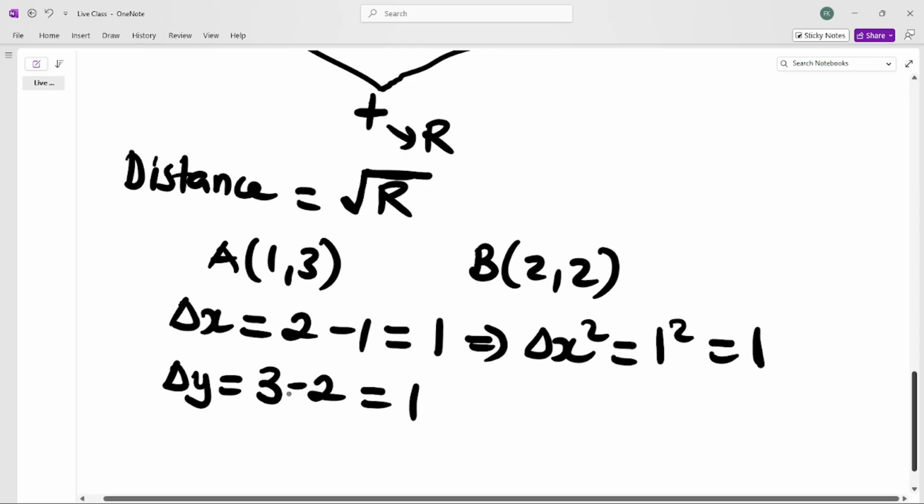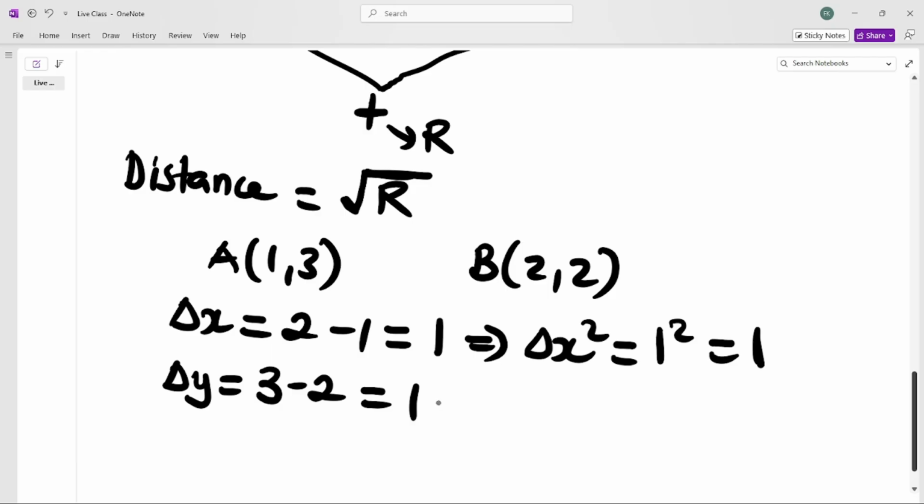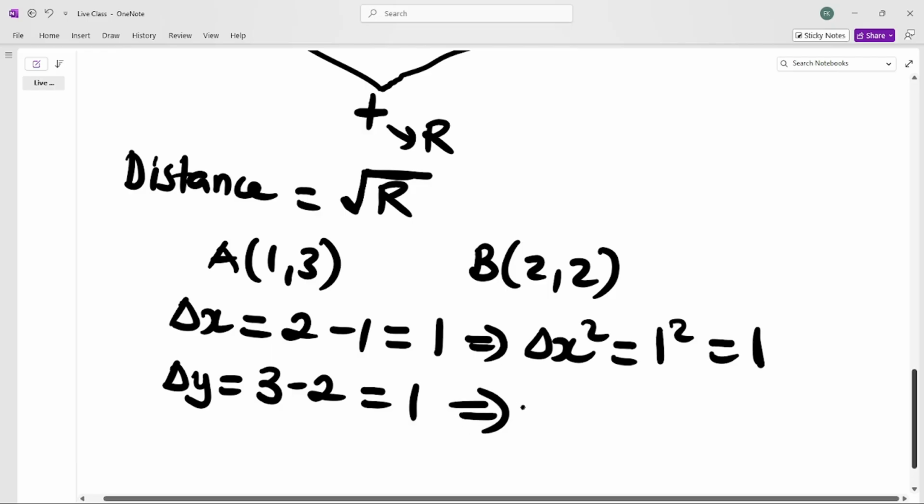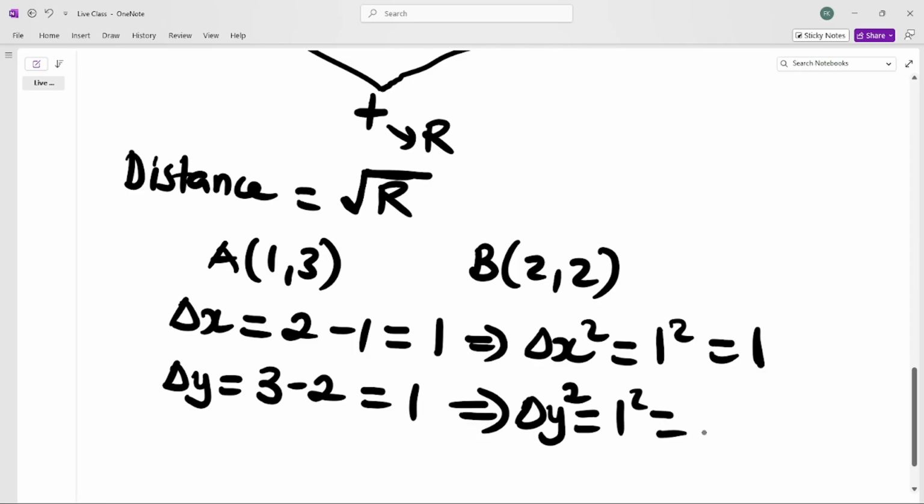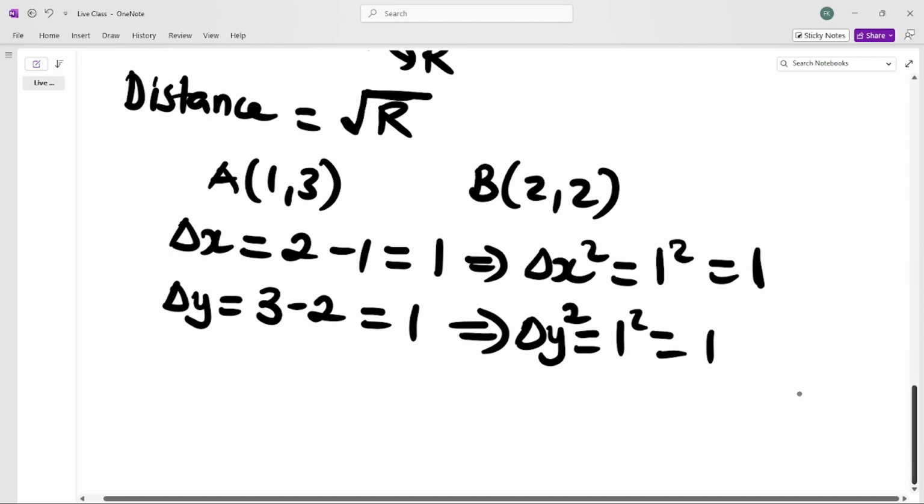So what I do mostly is that when I'm doing the difference, it doesn't matter, I just put the one that is bigger before the smaller one, because the order doesn't matter. So I have change in y squared is equal to 1 squared, which is also equal to 1. Now after you do that, you put them together to have my result. You now do 1 plus 1, because you got 1 from here and you got 1 from here, that becomes 2.